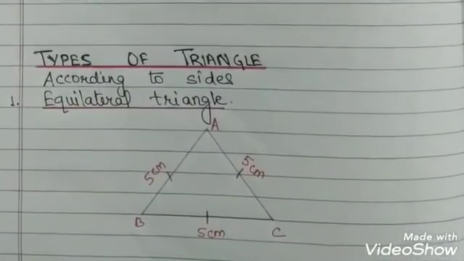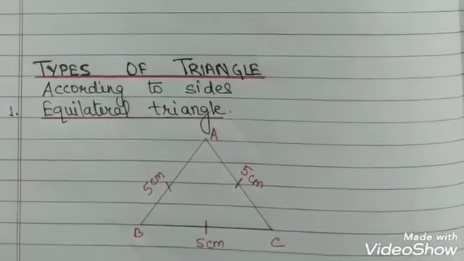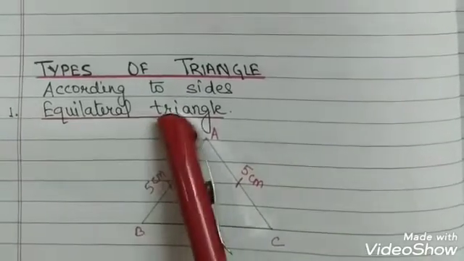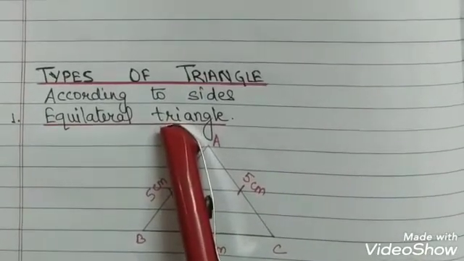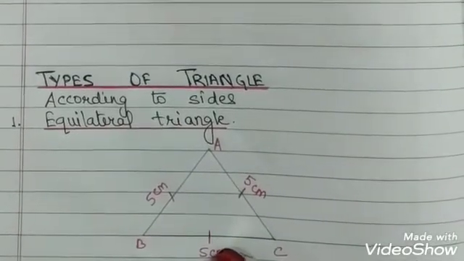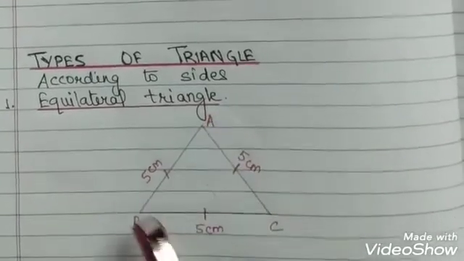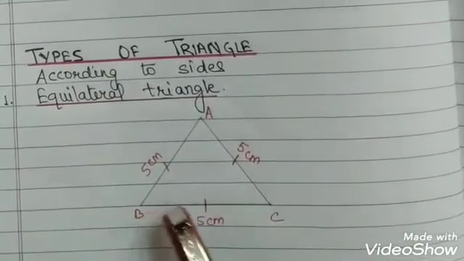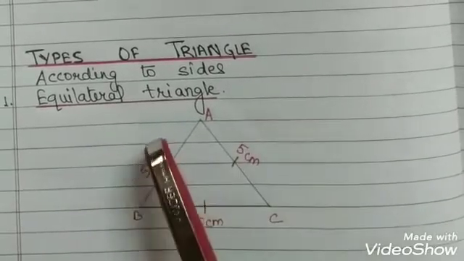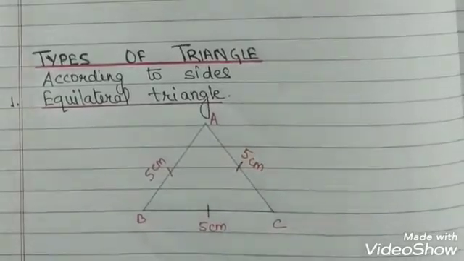Depending upon the sides, the triangles are classified into three types: equilateral triangle, isosceles triangle and scalene triangle. First one is equilateral triangle. A triangle with all the three sides equal is called an equilateral triangle. That is, the measurement of all the sides will be equal. Here you can see in the figure AB, BC and CA. All measurement is 5 centimeter. So all the three sides are of equal length. So it is an equilateral triangle.